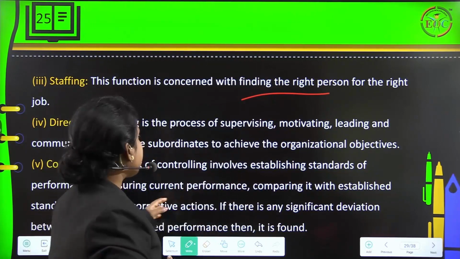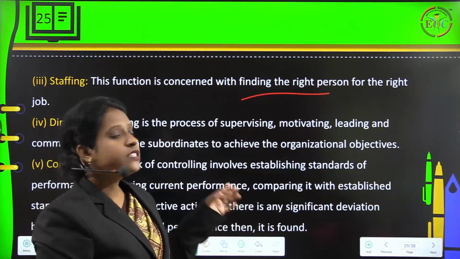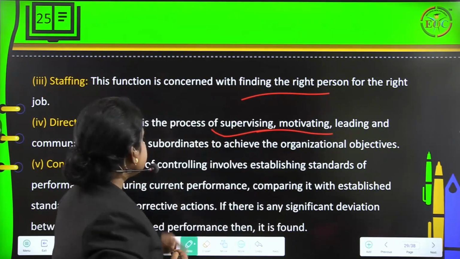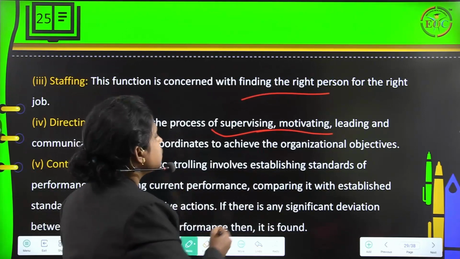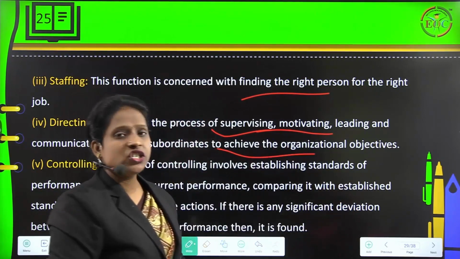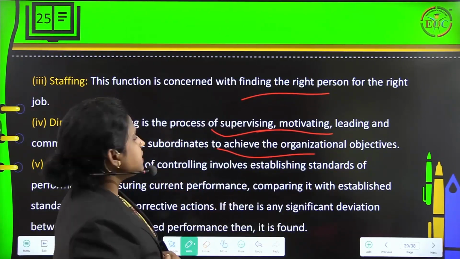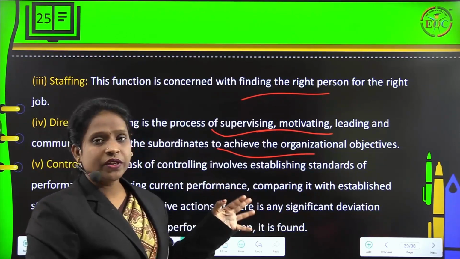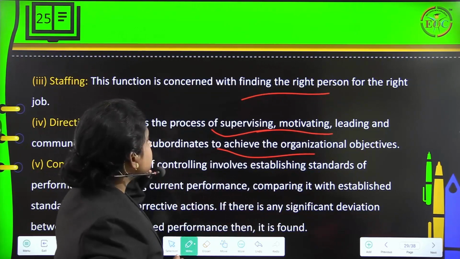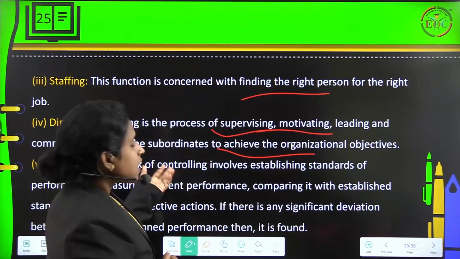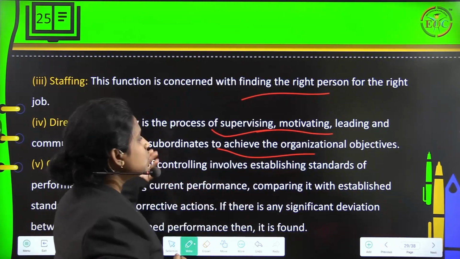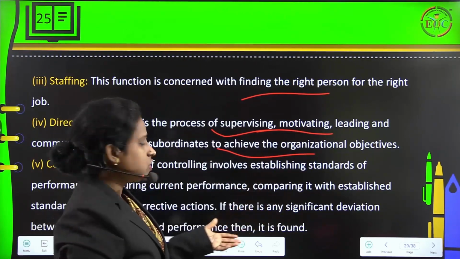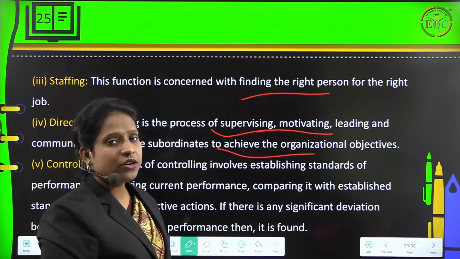Next is about directing. We have to understand directing is what? It's a process of supervising, motivating, leading and communicating with the subordinates to achieve the organizational objectives, is what we call as directing. Fine. And the next function is about controlling. So when we have planning, organizing, staffing, definitely we should also go with directing. Fine. And after we give directions, the final step is about controlling.